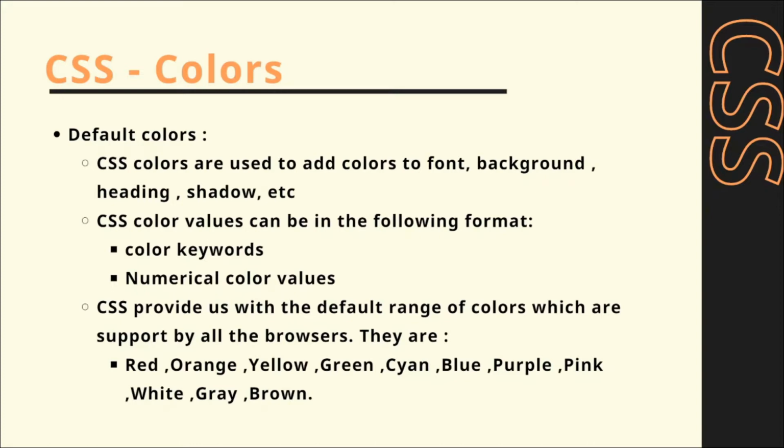So first we'll go with the default colors. CSS colors are used to add colors to font, background, heading, shadows, and etc. CSS color values can be in the following formats: the color keywords or the numerical color values. For the color keywords, CSS provides a default range of colors which are supported by all the browsers. They are red, orange, yellow, green, cyan, blue, purple, pink, white, grey, and brown.